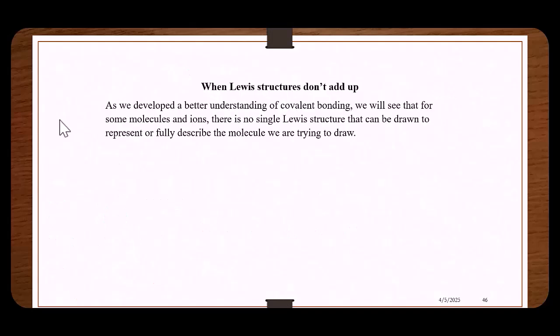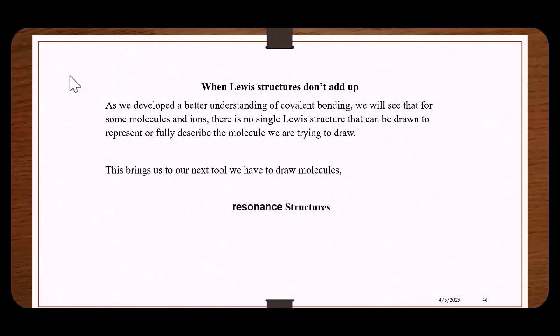As we develop a better understanding of covalent bonding, we will see that for some molecules and ions, there is no single Lewis structure that can be drawn to represent or fully describe the molecule that we are trying to draw. This brings us to our next tool we have to draw molecules, which is called a resonance structure.